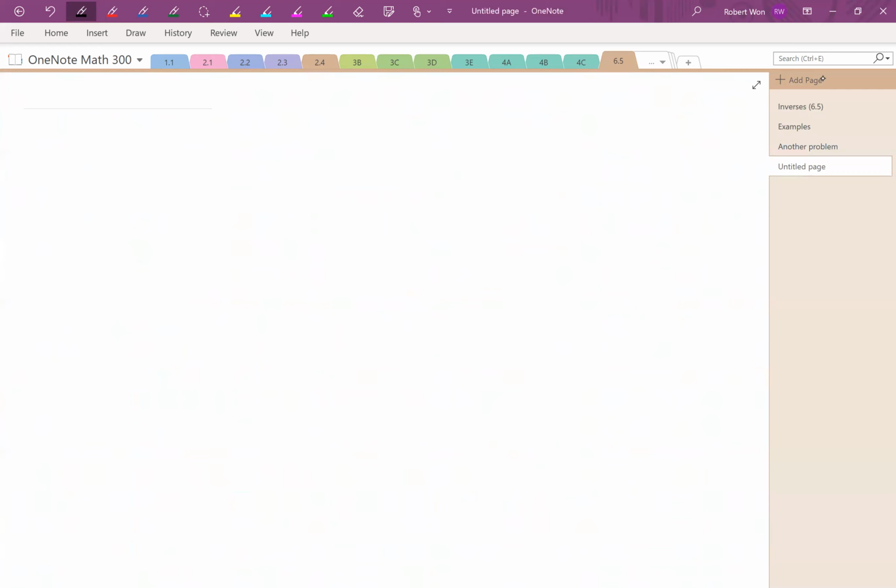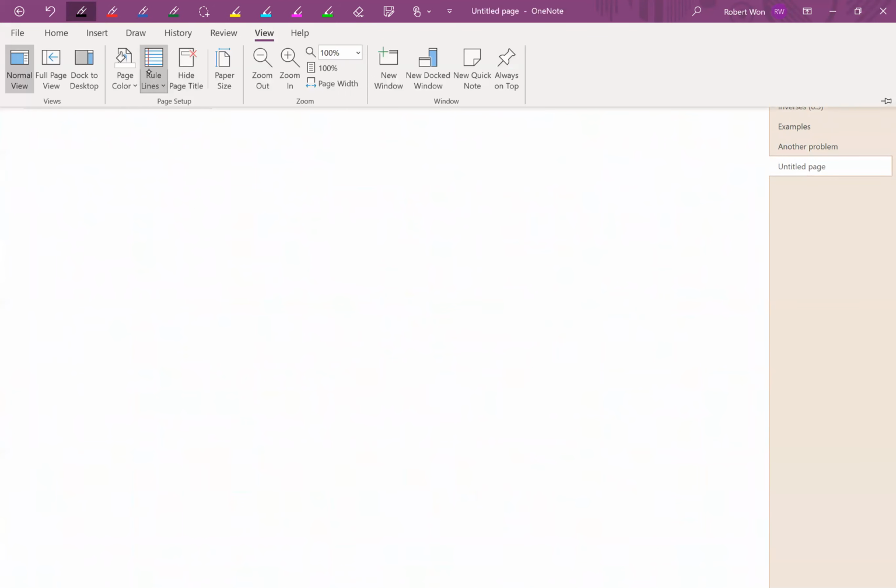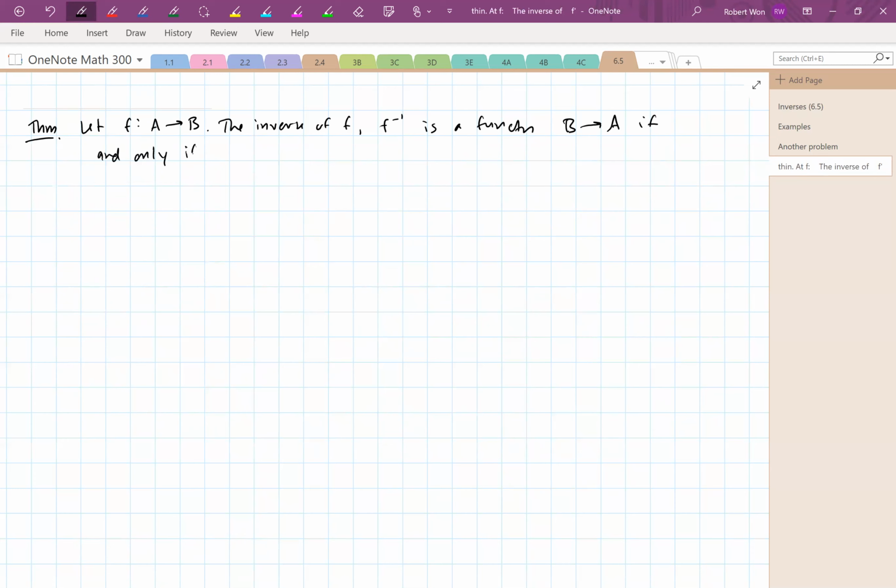Okay, so let's state this as a theorem and then prove it. We've sort of already proved the forward direction. But here's the theorem. Let F be a function from A to B. The inverse of F, F inverse, is a function from B to A if and only if F is a bijection.